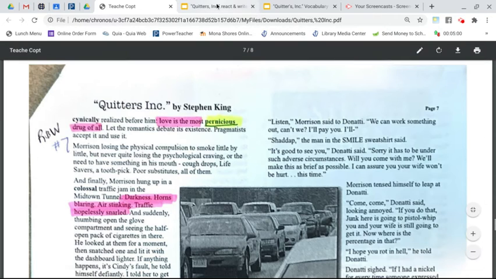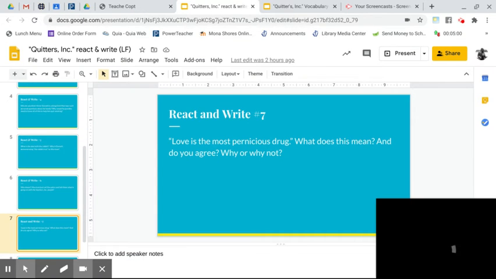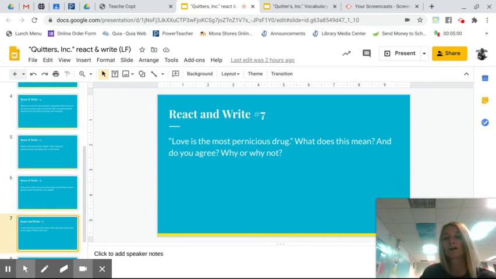Okay, with that statement, love is the most pernicious drug of all. What does that mean, and do you agree? Why or why not? If you don't know what pernicious means, I believe that was one of your vocab words. So if you don't know what it means, look it up, and then I will continue. So pause, answer the question.